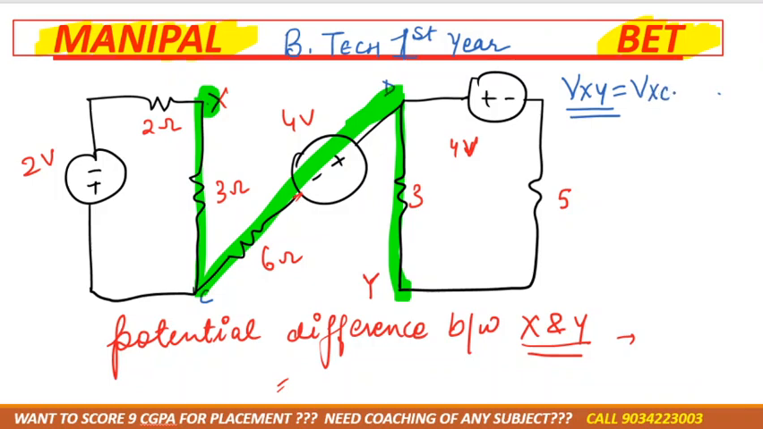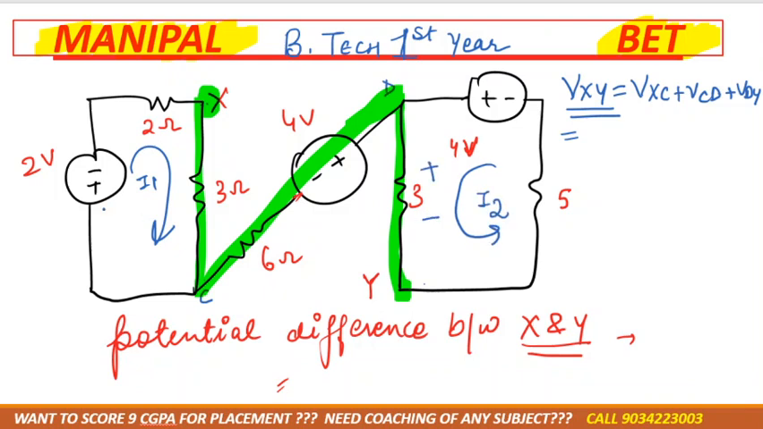So it would be VXC plus VCD plus VDY, right? If you are moving from X to C, then the current also moves in the same direction, as I told you. If you are moving from D to Y, the current should also move in the same direction, D to Y, correct?